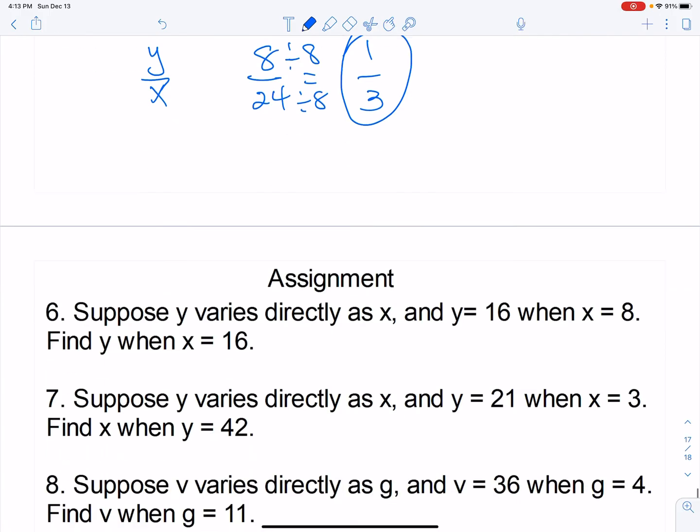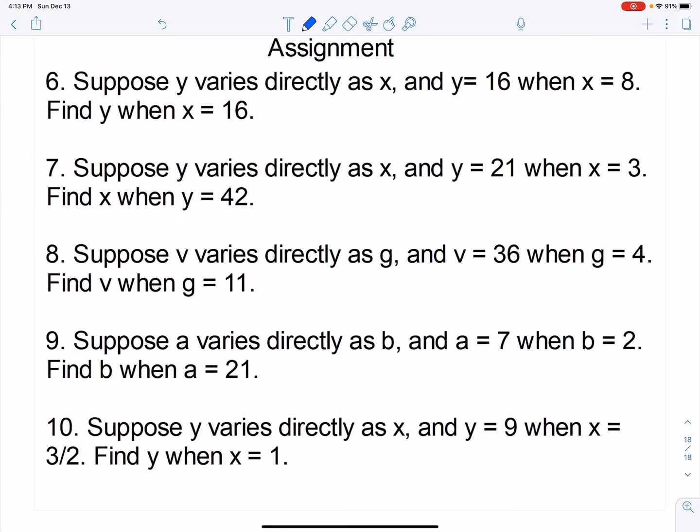So in the assignment, what I'll expect you to do, I've got 5 questions. Okay, I will expect to see on your notebook paper, questions 6, 7, 8, 9, and 10. Okay, and on each one of those, I would expect to see a proportion and an answer. Okay, so take, for example, number 6. Suppose y varies directly as x, and y is 16 when x is 8. Find y when x is 16.